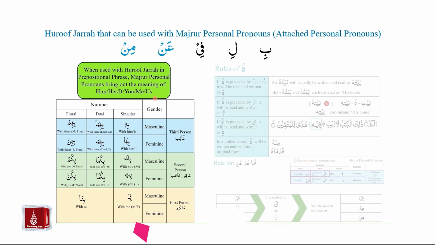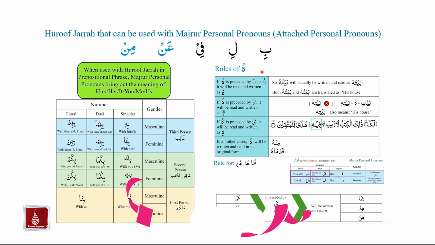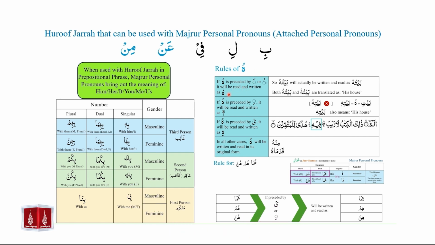Please also note the rules of hu. We previously studied that if hu is preceded by zabar or pesh, then it will be read and written as hu, where we have ha with the inverted pesh on it. For example, baituhu will be read and written as baituhu, which means his house.